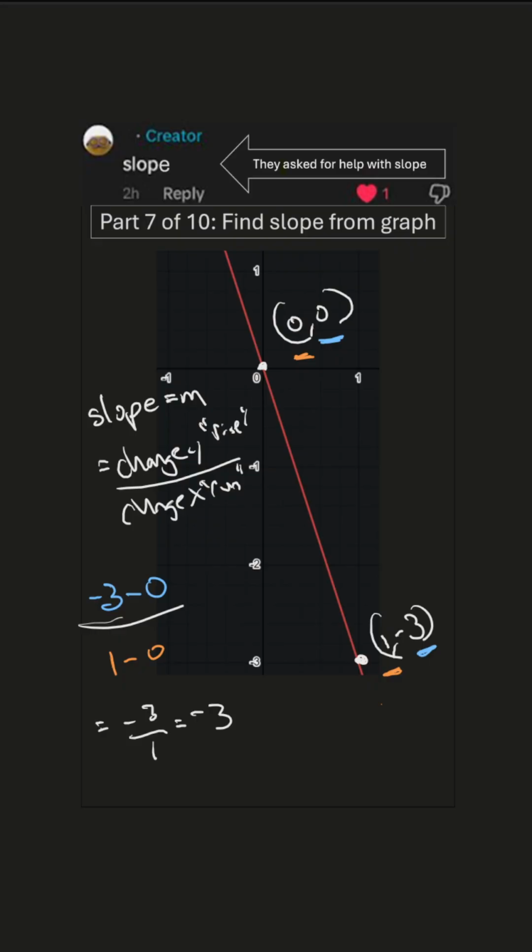Now there's an easier way to do this when the graph is this clear. What you do is just go over 1 unit. You do 1 unit of run, so we go from 0 to 1. So for every 1 unit of run, what is our rise? Well, in this case, we go down 3. So it's that simple. The slope is negative 3.